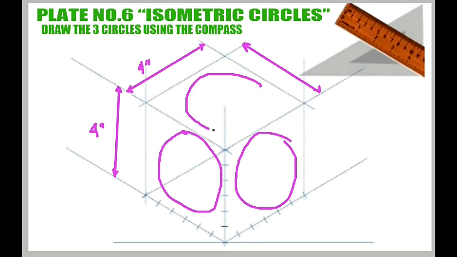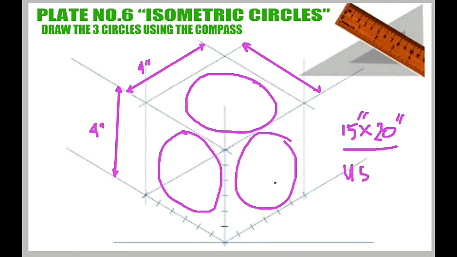and the final drawing will be ink. Use tech pen or sign pen, connect it to the compass. Okay, so the paper you need is, you can use bond paper or cartolina, but I prefer cartolina because the size of this drawing paper is 15 by 20 inches. So just use a cartolina, a US cartolina for your plate number 6 titled Isometric Circles.